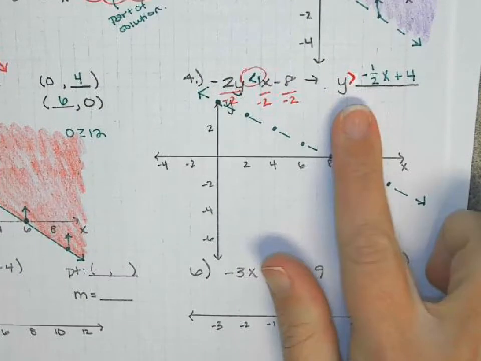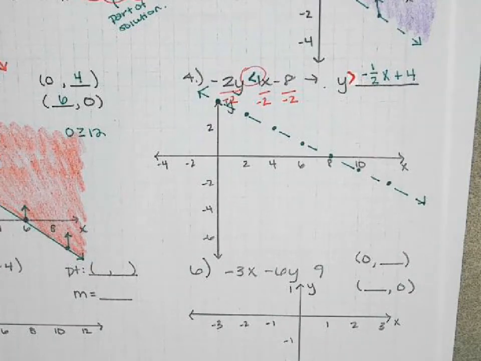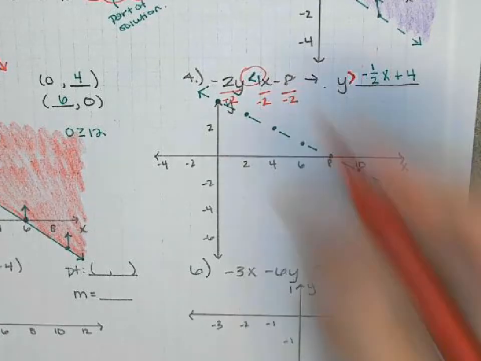And if y is greater than this, how am I going to shade? Am I going to go up or am I going to go down? If y is greater, where's y greater? Up. Y goes greater as you go up. So it's going to be up.